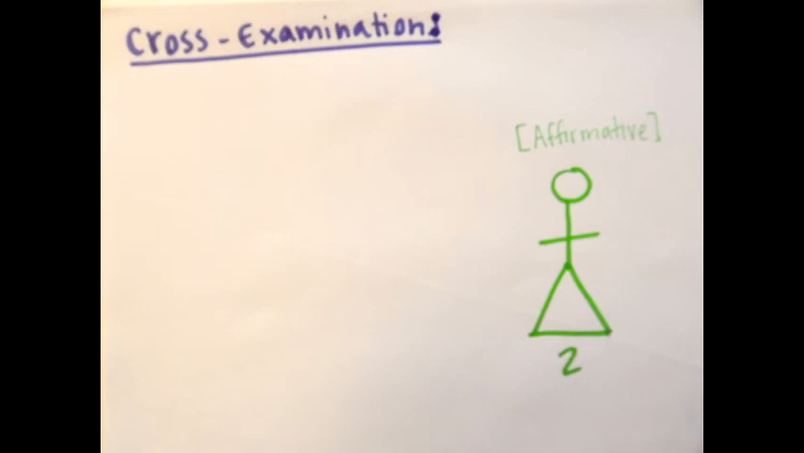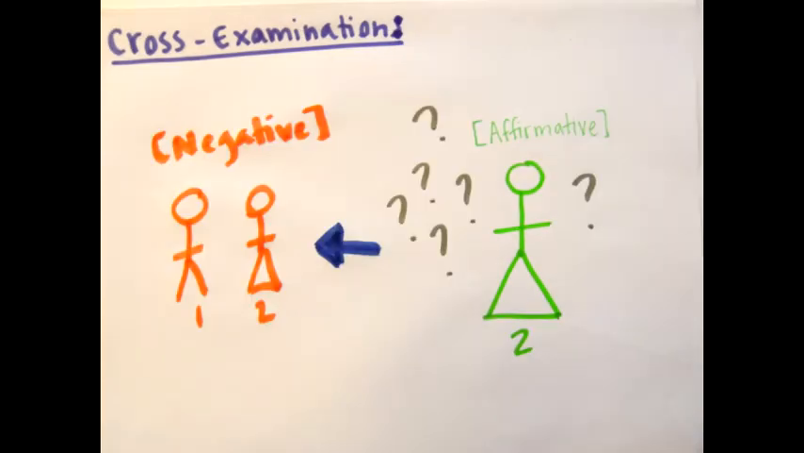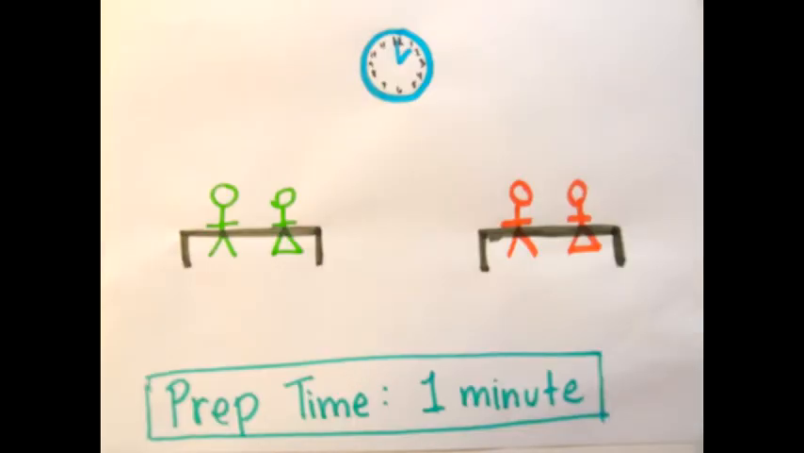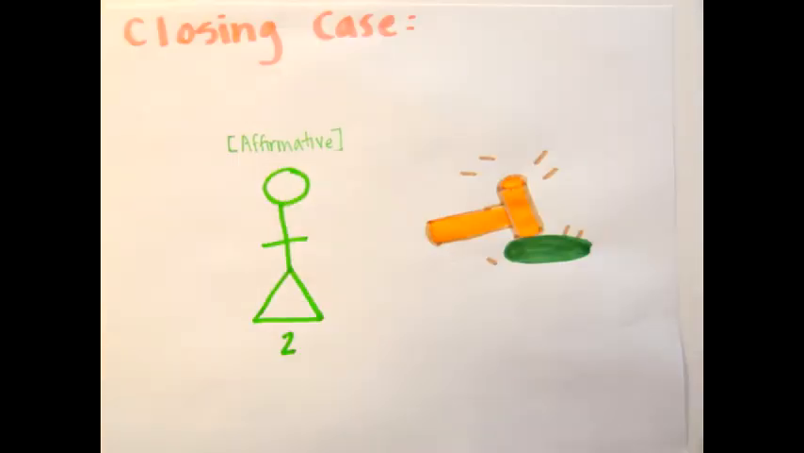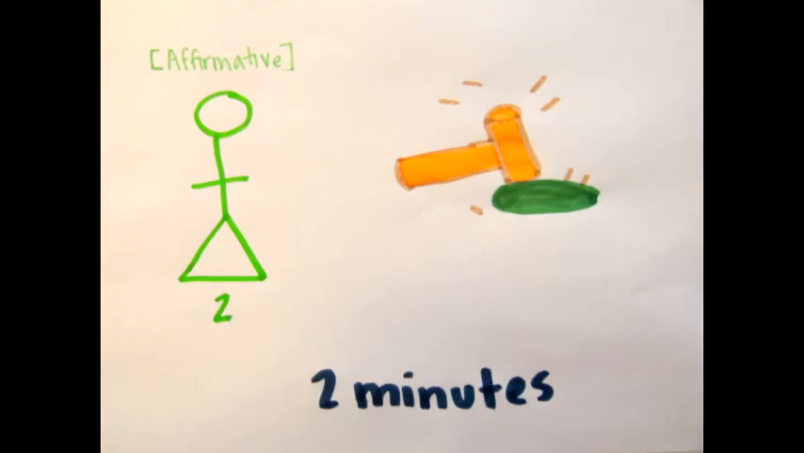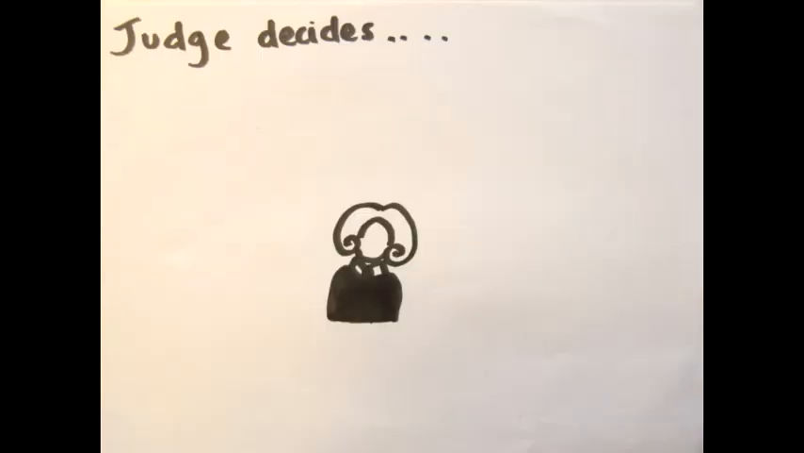Then it's the cross-examination side for the affirmative team. This is where Speaker 2 from the affirmative team will ask questions to the negative team's speakers. Then it's the last prep time, 1 minute long, for both teams, although this is especially important for the affirmative team, who will then have their closing case where Speaker 2 will give the last arguments as to why you should vote for the affirmative. This is 2 minutes long.